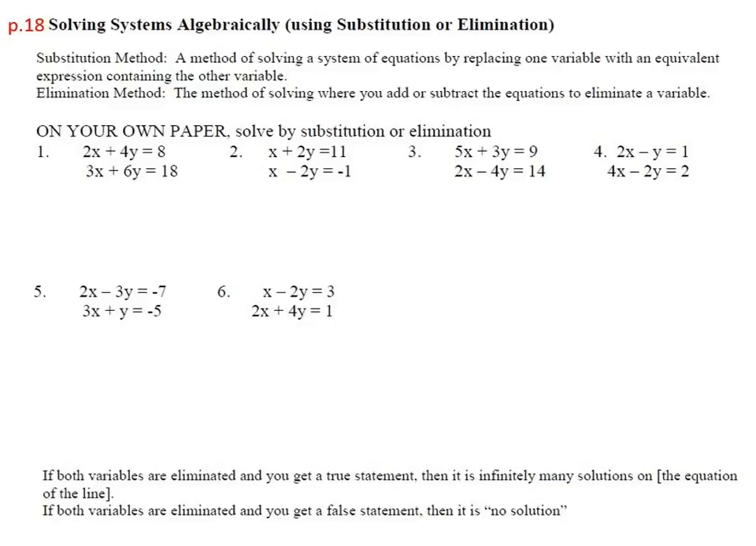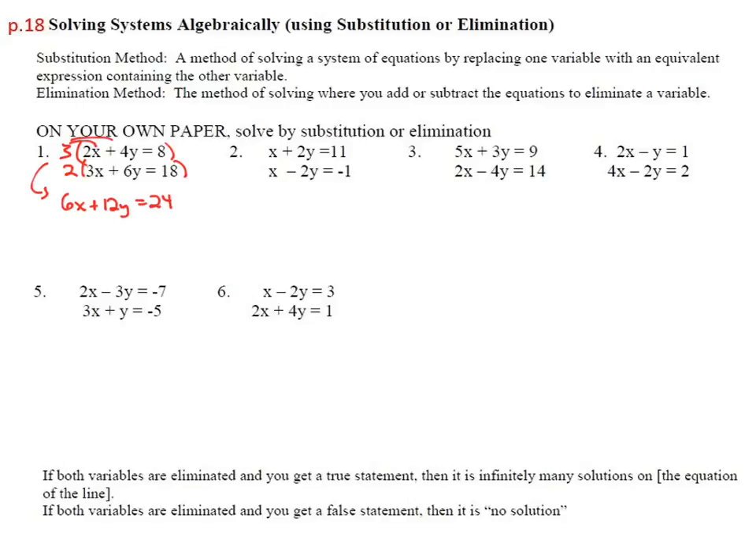I just need to figure out, do I want to get rid of the x or the y first? Well, seeing that I have 2x and 3x, I can get that to 6 very easily. I'm not working with larger numbers. I could choose to eliminate the y, but I'm going to be working with larger numbers. So I'm going to multiply everything in the first equation by 3 and everything in the second equation by 2, so that I now have, I'll bring it down here below, 6x plus 12y is equal to 24.